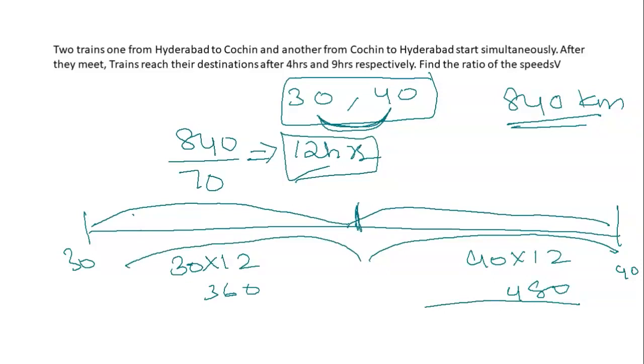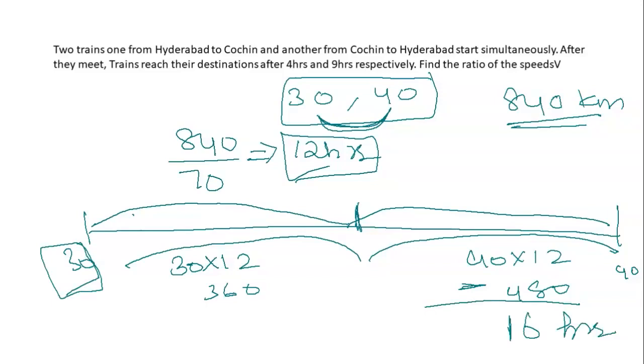Reach the destinations after 8 hours and 9 hours, which means this train still has 480 kilometers to go. At 30 kilometers per hour it has to go 480 kilometers, which means it takes how many hours to go? 16 hours to go.